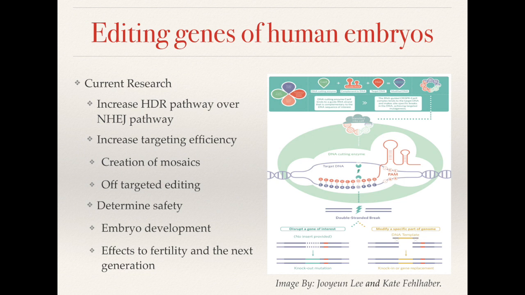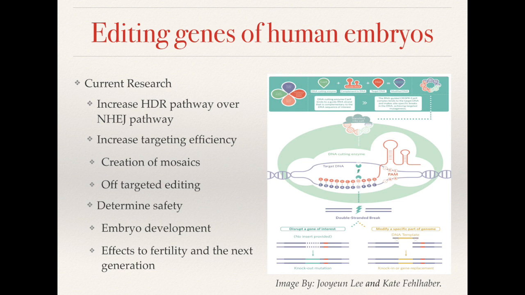A lot of research needs to happen before CRISPR-Cas9 can be used to edit the genome of human embryos. Some current research that is occurring right now is increasing the homology-directed repair pathway over the non-homologous end joining pathway. This can be done by inhibiting key NHEJ molecules. Other research is being done to increase targeting efficiency and stop the creation of mosaics. Mosaics occur when more than one cell in an embryo have different types of genotypes.